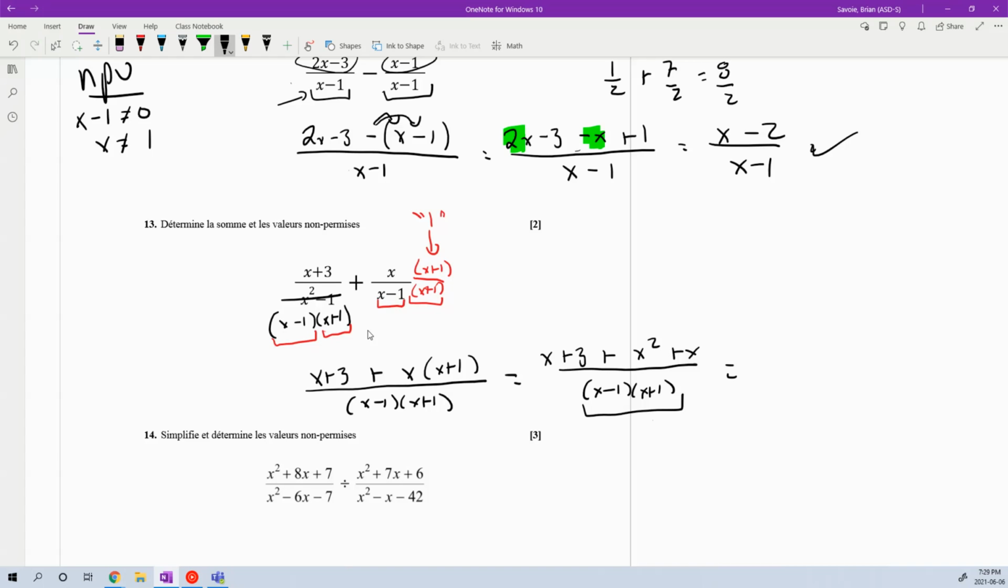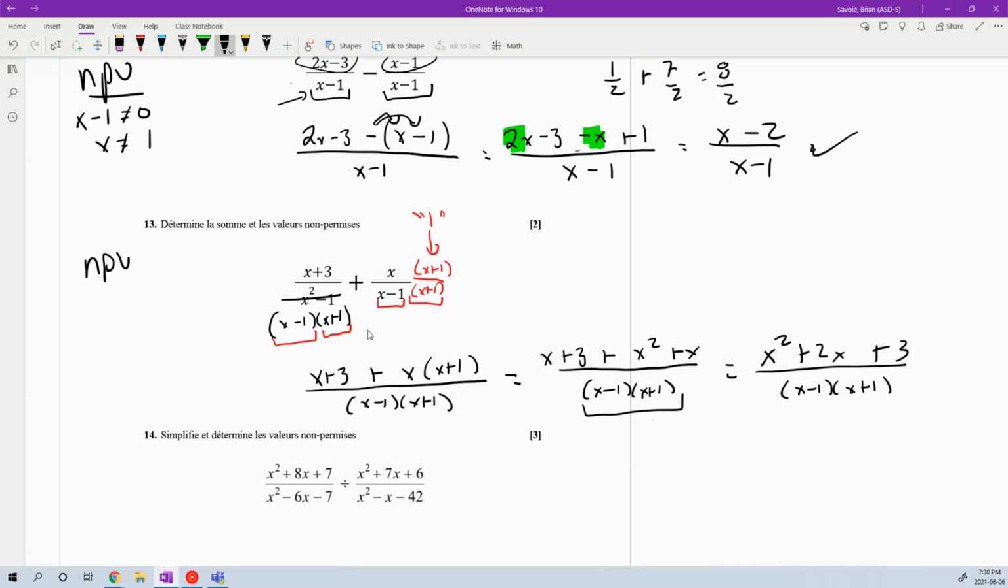So if I spend time foiling out or distributing, it's not the greatest use of time on a timed exam. So I've got x squared, and then I'm going to look for my like term. So x and x gives me 2x, a positive 3 over x minus 1, x plus 1. And you might think you could factor because 3 and 1 is a difference of 2, but everything's positive here, and there's no way for me to get down to a 2 with a plus 3 and a plus 1 or a minus 3 and a minus 1, so it's not factorable. So that's as simplified as I can go.